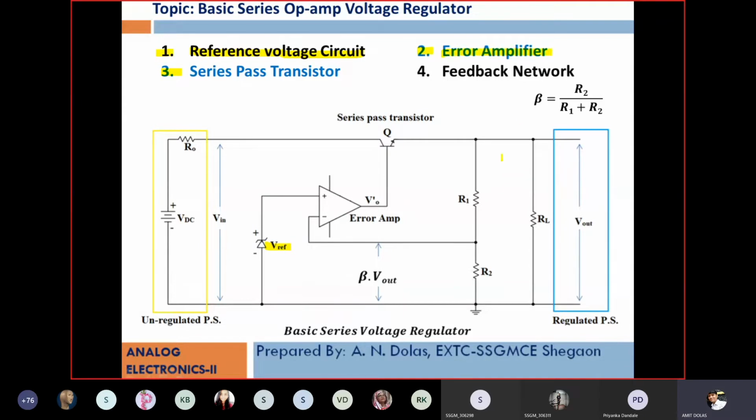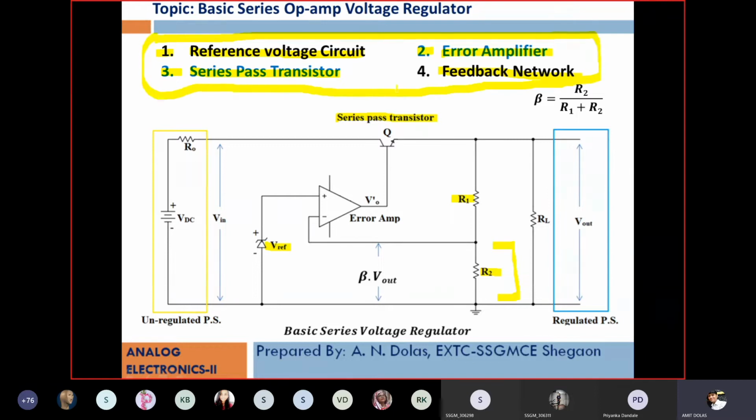Error amplifier will check the differences between the expected output and the actual output. Accordingly, it will act. Another is the series pass transistor, which will, of course, absorb the fluctuation in the voltage. And last but not least, it is a feedback network, because until you take a sample from the feedback, you cannot understand what is happening at the output. So these are the major components which are essential, I will say mandatory, to design any voltage regulator.